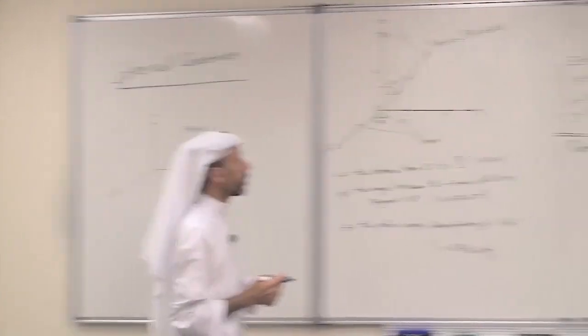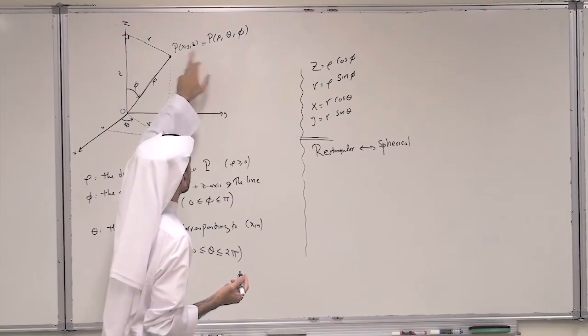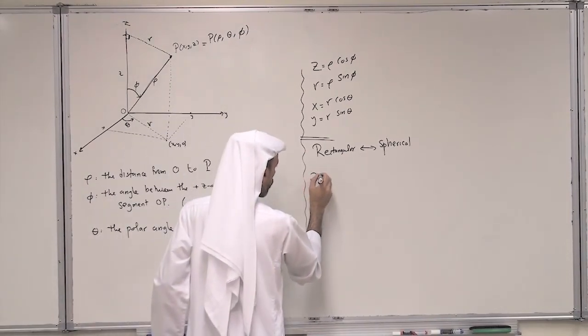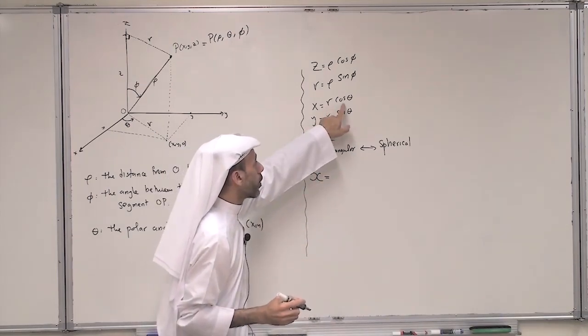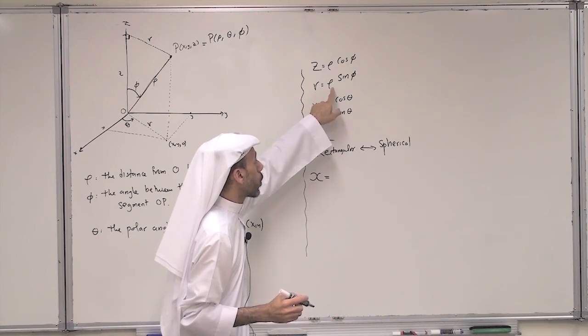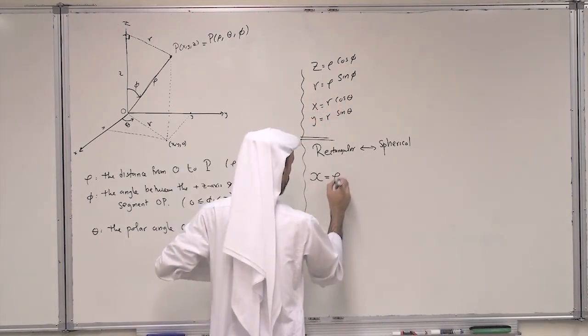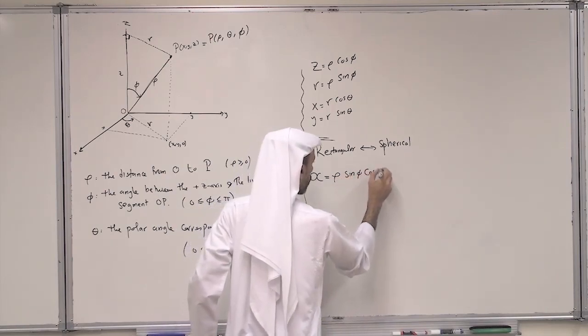Now what is x in terms of the spherical coordinates? x equals r cosine theta, and r equals rho sine phi. So x equals rho sine phi cosine theta.